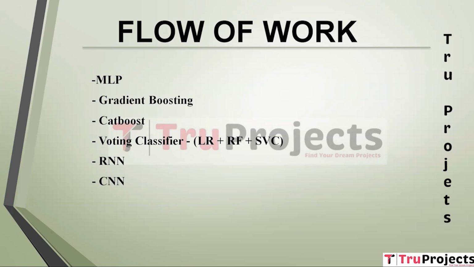CNN, convolutional neural network. CNN is a type of deep neural network particularly effective for analyzing grid-like data such as images. It uses convolutional layers to automatically and adaptively learn features from the data, making it highly suitable for image recognition and processing.